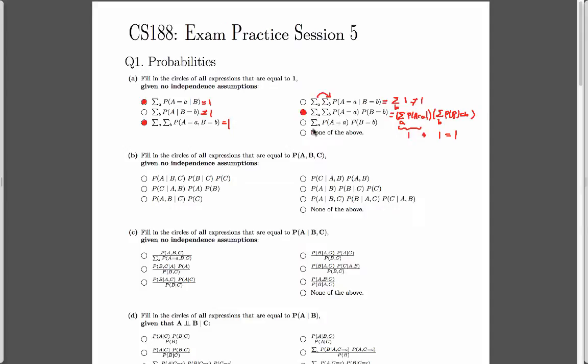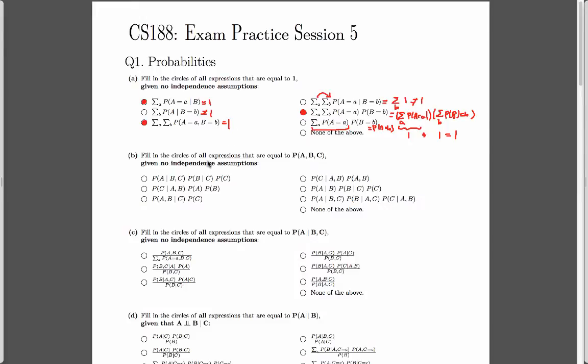This next option doesn't equal 1 because the first part is the summation over a, and this doesn't depend on a. So this first part will equal 1, but the second part does not necessarily equal 1. So this is just equal to the probability that b equals little b. So that's not equal to 1. So this is our final answer.